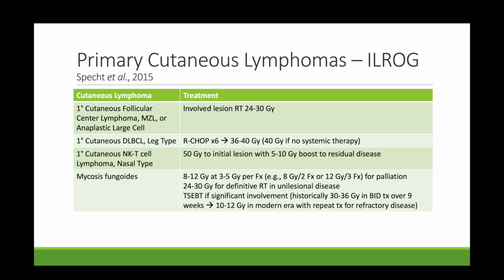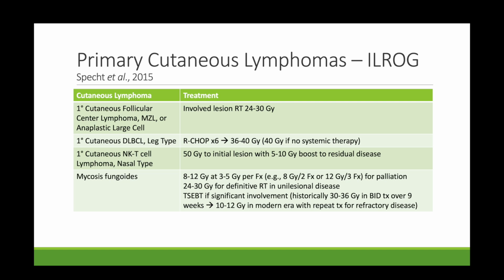Primary cutaneous DLBCL, leg type, is a very specific type of primary cutaneous DLBCL, and it's treated with R-CHOP times 6 cycles followed by 36 to 40 gray, and we go up to 40 gray if the patients did not receive any systemic therapy. You can get a primary cutaneous NK/T-cell lymphoma, and again, remember that was the very aggressive lymphoma, and that requires 50 to 60 gray of radiation: 50 gray to the initial lesion with a 5 to 10 gray boost to any residual disease.